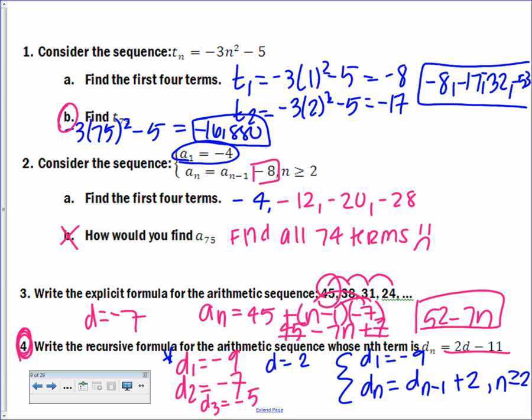Okay? Again, if you don't have the sequence, find the sequence before you try and figure things out. Because it's not like number 2 where it just gives it to you. It's the explicit one, so you have to kind of get your sequence.